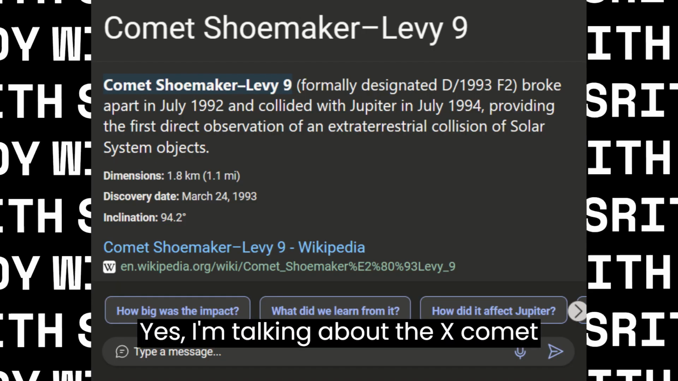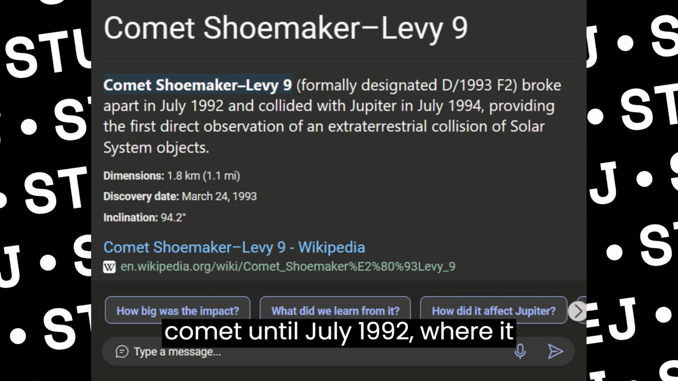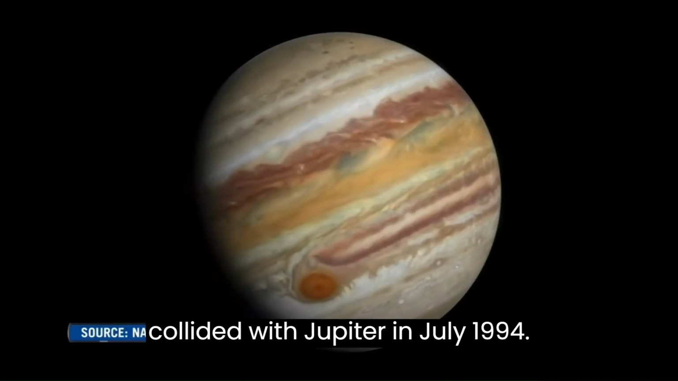Yes, I'm talking about the ex-comet Shoemaker-Levy 9. It was a regular comet until July 1992, when it was captured by Jupiter, and it collided with Jupiter in July 1994.